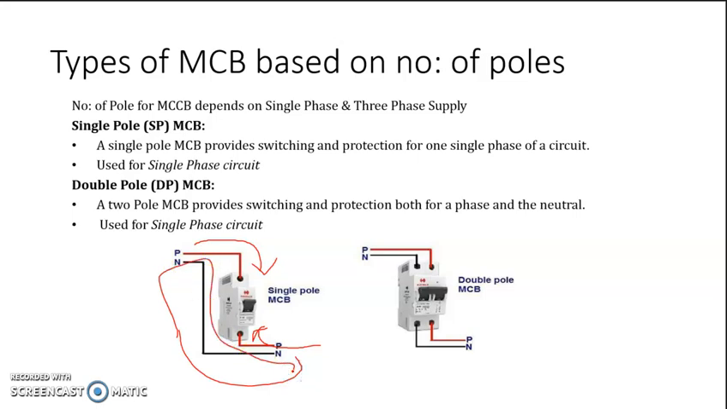So it basically provides switching in the case of a single phase circuit, and in the case of a double pole MCB both the phase and neutral will enter the MCB, and then from the output you will again take the phase and neutral. So in the event of any fault occurring in the system, both poles will trip, isolating both the phase and the neutral. But in the case of a single pole MCB, only the phase will be isolated.